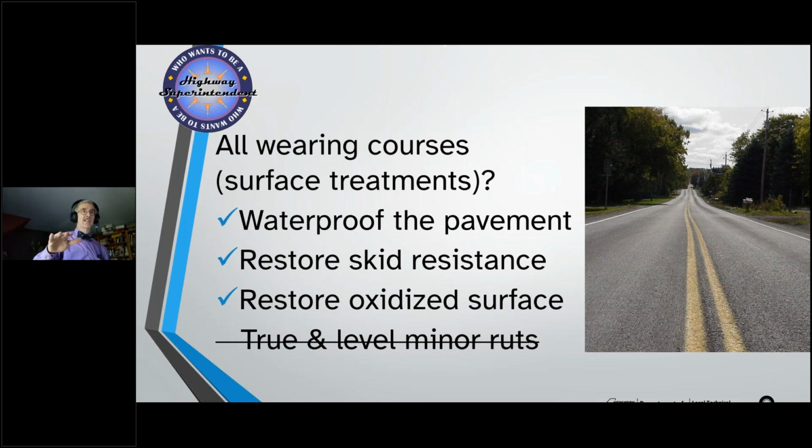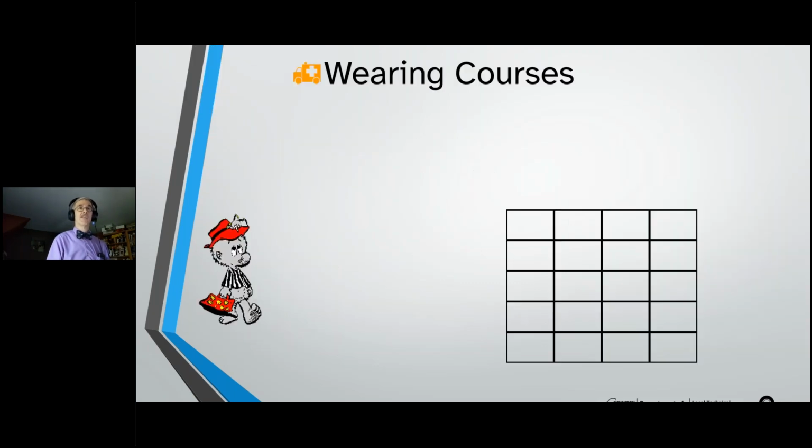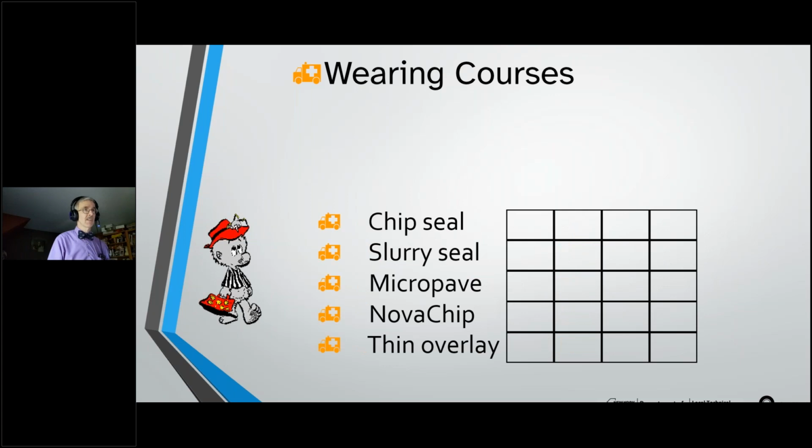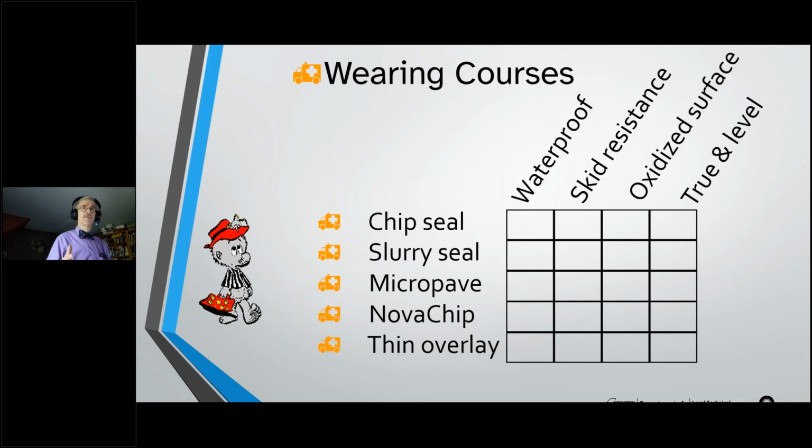And the reason I didn't just take this one off is some of them do, but only a couple, and they're specialized. And they have something in common, the ones that do. So if you look at it from the standpoint of choices, and we'll look at the most common chip seals to thin overlays, and we'll look at the choices of waterproofing to true and leveling, they all waterproof. They all do skid resistance, but only the micropaving and the Nova chip true and level. And even then, we're talking a 1/2 inch to 3/4 of an inch maximum. And generally, you have to do that in 2 passes if you're going to try to true and level.